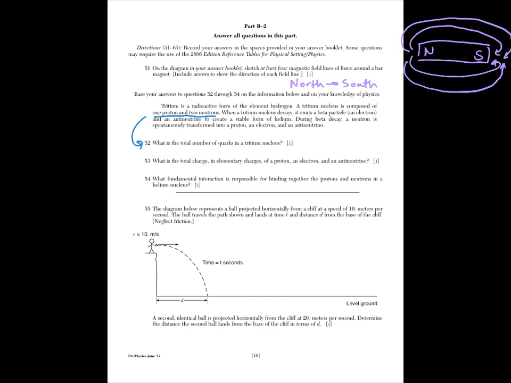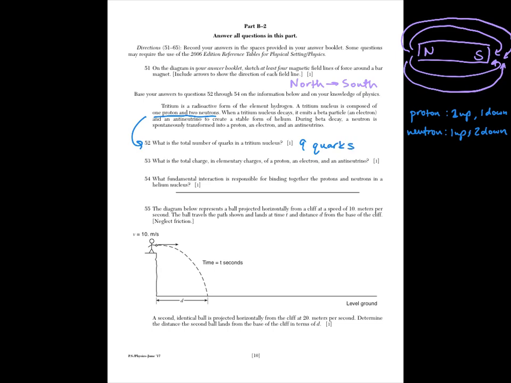What is the total number of quarks? A proton is made up of 3 quarks, and so is a neutron. A proton is 2 up, 1 down. That's 3 quarks. A neutron is made up of 1 up and 2 down. So they're each made of 3 quarks. They're baryons. So 1 proton and 2 neutrons, 3 baryons. That's 9 quarks altogether.